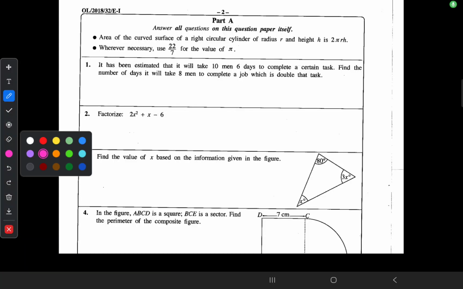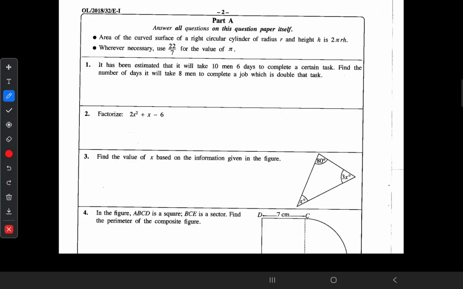This is the 2018 Part 1 question paper. Let's read the instructions first. Area of the curved surface of a right circular cylinder of radius r is this one. Curved surface area of a cylinder is this one, if r is denoted by radii and h is height. Where necessary, use 22 upon 7 for pi.